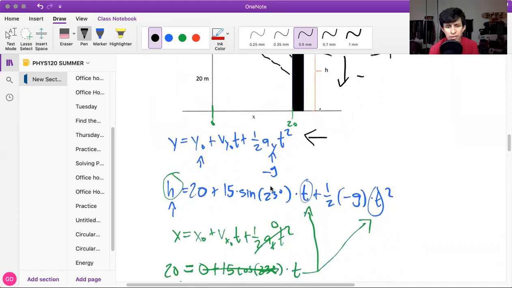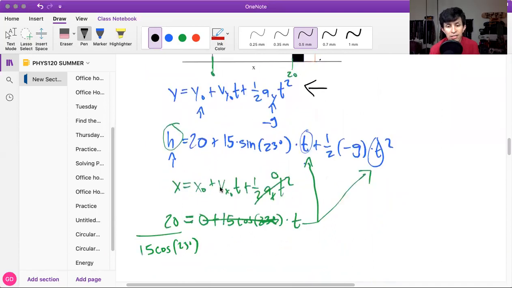So once we use this y one, we found out that we need to find time. So then we'll use the x equation, this one right here. And all we have to do now is plug in our values as well for the x direction. It's a little simpler because we already know the acceleration in the x axis, which is 0, because there's no acceleration in the x. And you would plug this in here too, which is just 15 times cosine of 23 degrees instead of sine of 23 degrees.